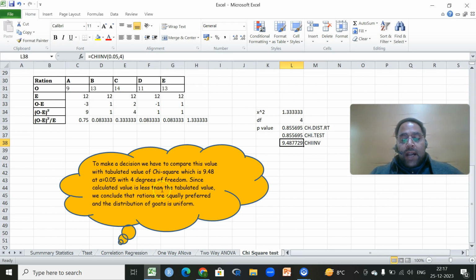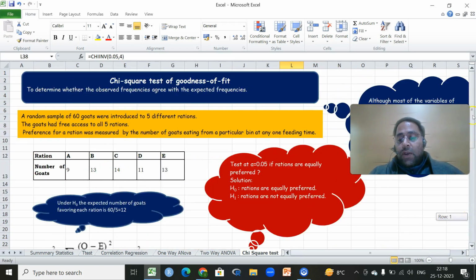Since calculated value is less than the tabulated value, we conclude that the 5 different categories of feeds are equally preferred, and the distribution of animals or the goats among these 5 categories is uniform. So we don't have an evidence to reject the null hypothesis, so in this case we will accept the null hypothesis. So this was a very brief video about the goodness of fit.